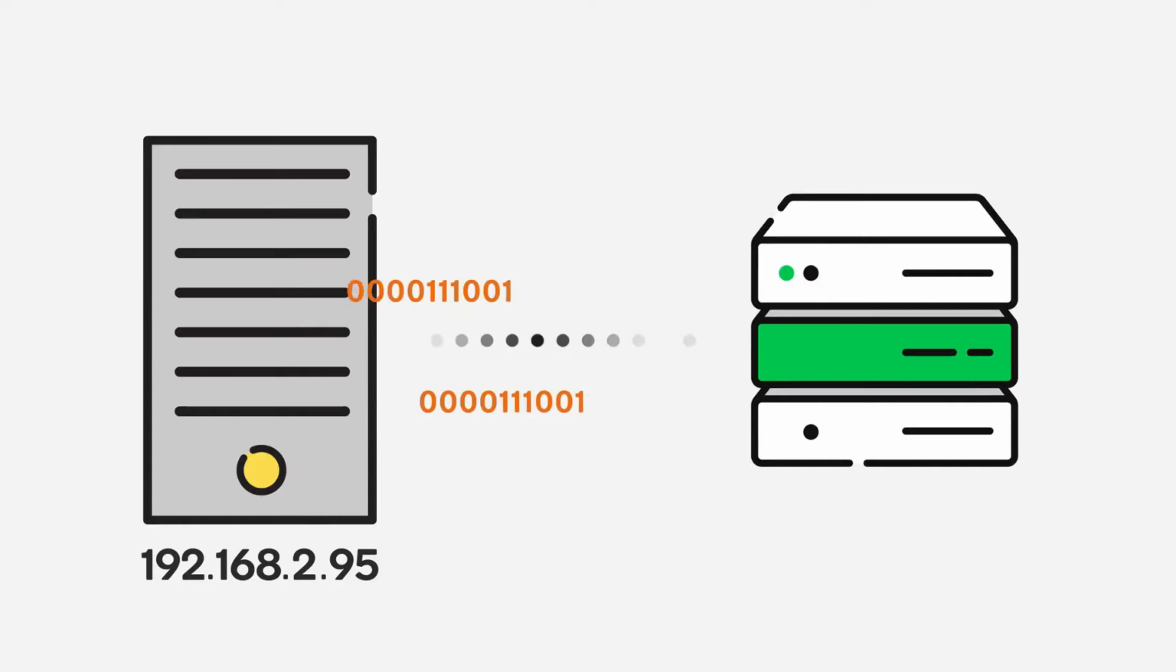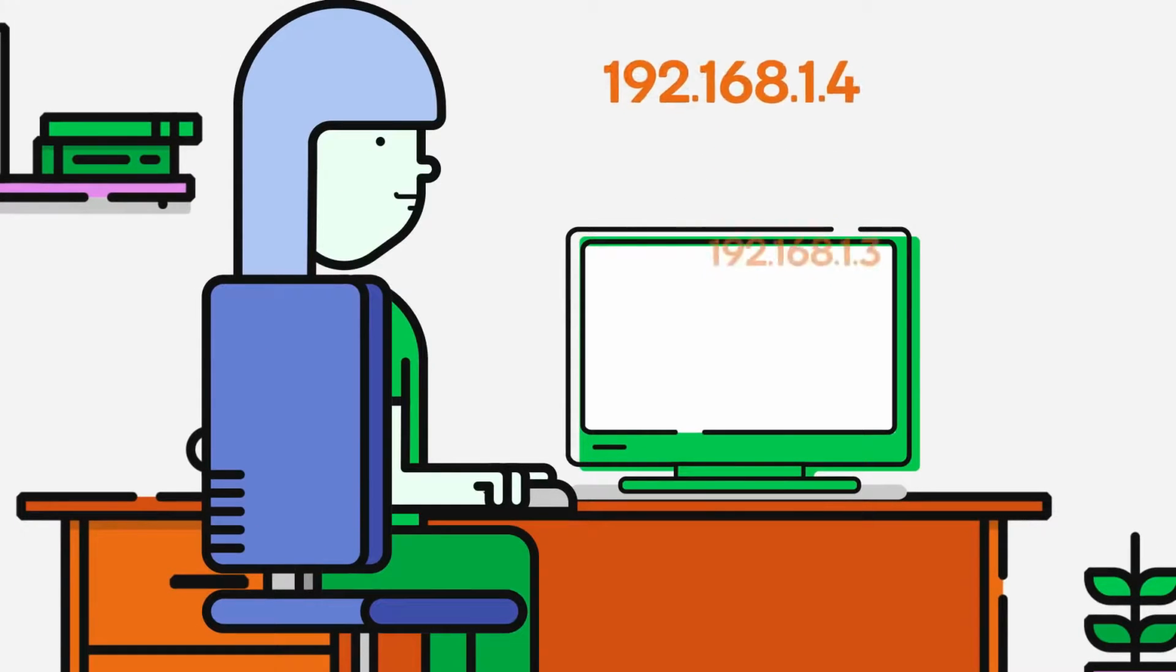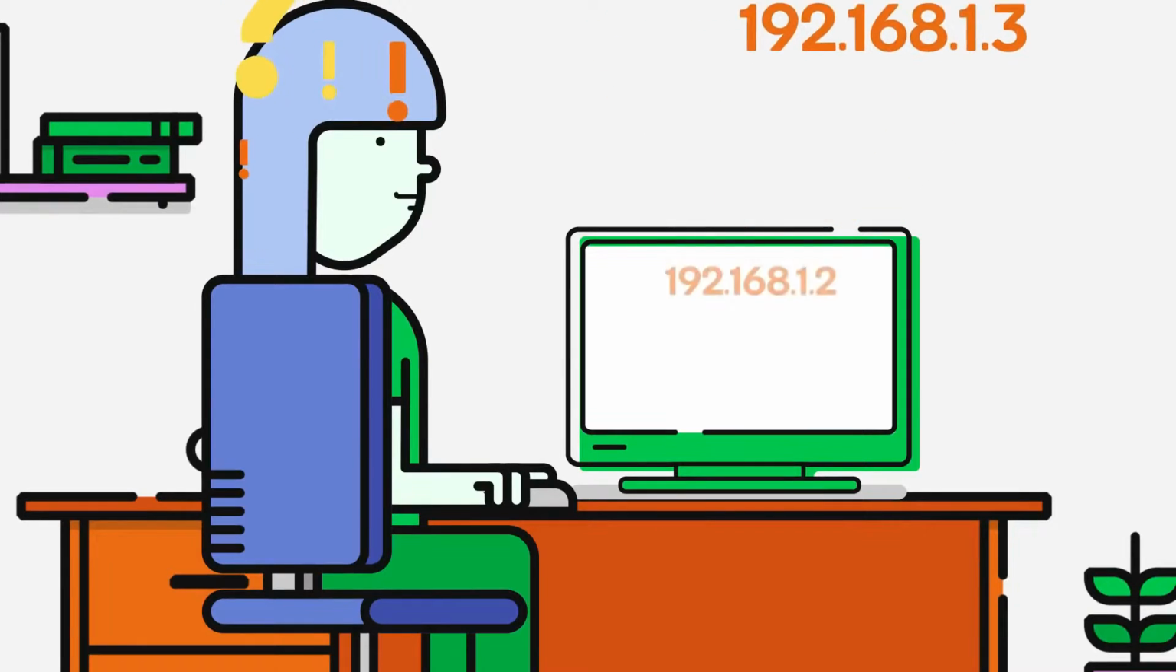Now, it's one thing for computers to communicate using strings of numbers, but imagine if we humans had to memorize these seemingly random number strings for every single website we wanted to find. Not very realistic, huh? Well, because of DNS, we don't have to.